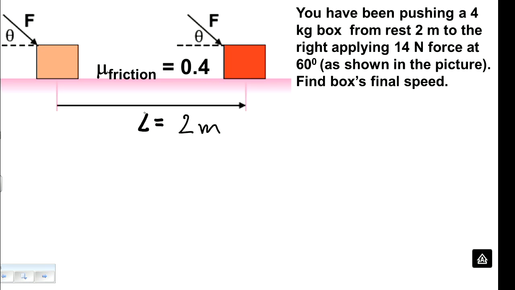2 meters. Mass, 4 kilograms. Now, we've learned 2 equations. One we call work kinetic energy theorem. So let's use this one.